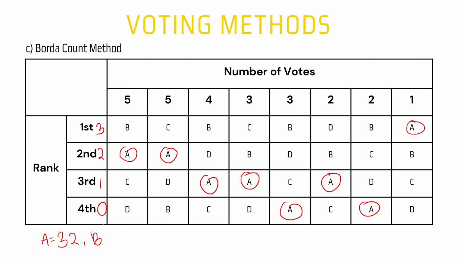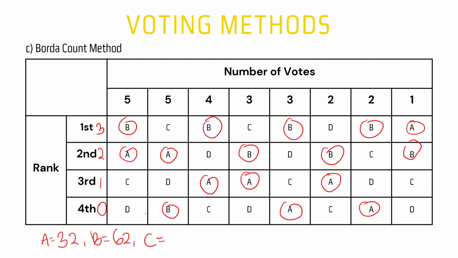And similarly, we do the same thing with candidate B. So 3 times 5, 15, plus 0 times 5, 0, plus 3 times 4, 12, plus 2 times 3, 6, plus 3 times 3, 9, plus 2 times 2, 4, plus 3 times 2, 6, and 2 times 1, 2. So candidate B's Borda score is 62.